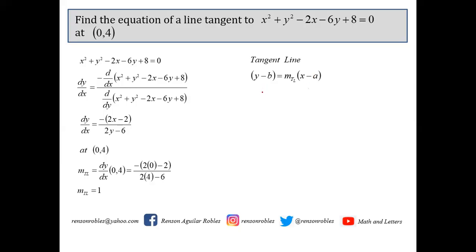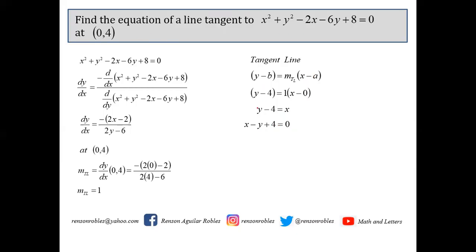So y minus 4 equals 1 times x minus 0, or that is given by y minus 4 equals x, or x minus y plus 4 equals 0. So this is the equation of the tangent line to this curve at (0, 4).